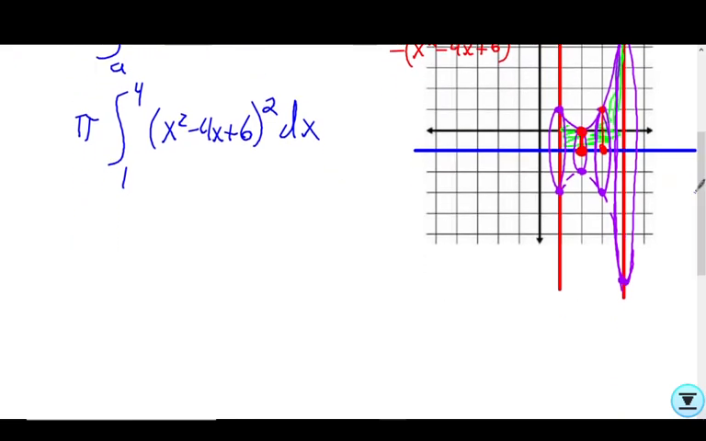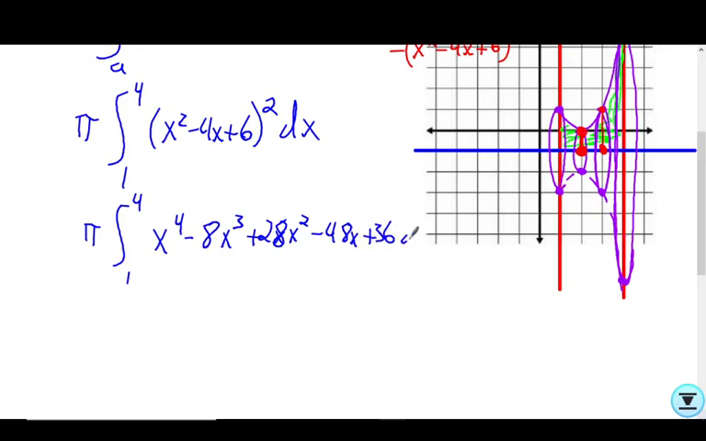Now, here's where it gets tricky because you have to FOIL this out. Which is just algebra, but it does take a minute to FOIL out a trinomial. And when you do, you get x to the 4th minus 8x cubed plus 28x squared minus 48x plus 36 dx. Okay, that's the only way we're going to be able to take the antiderivative, if we FOIL it out to that, because we can't do u substitution.